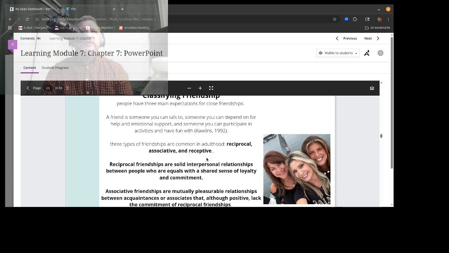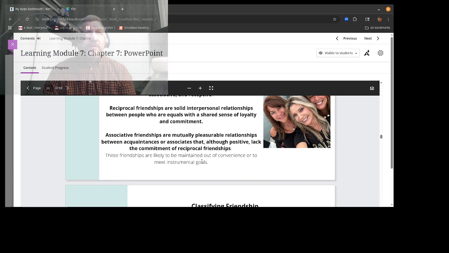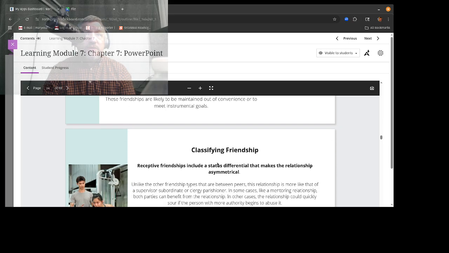Three types of friendship in adulthood are reciprocal, associative, and receptive. Reciprocal friendships are solid interpersonal relationships between people who are equals with a shared sense of loyalty and commitment to each other. Associative friendships are mutually pleasurable relationships between acquaintances or associates that, although positive, lack the commitment of a reciprocal friendship. These are friendships you might find at a workplace, because eventually you might move from that workplace and then you're no longer friends.